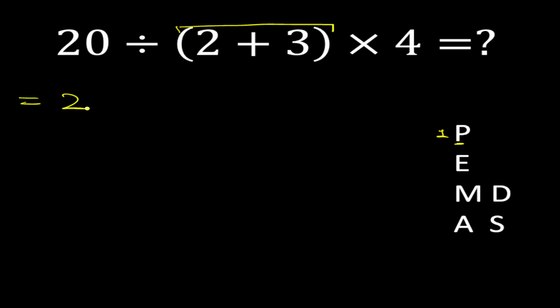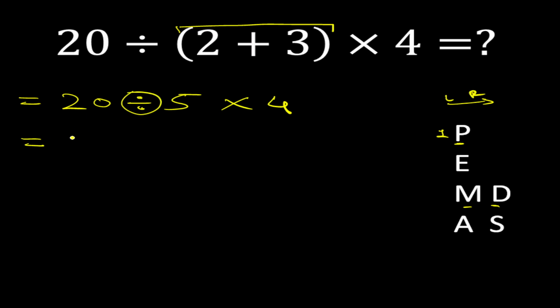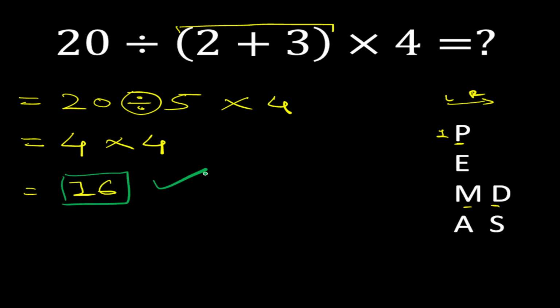So is equal to 20 divide 2 plus 3 is equal to 5 multiply 4. Now multiplication and division both have equal priority, so we have to solve it from left to right. So first we have to solve this division. Is equal to 20 divided by 5 is equal to 4 multiply 4. Now 4 multiply 4 is equal to 16. So the correct answer is 16.